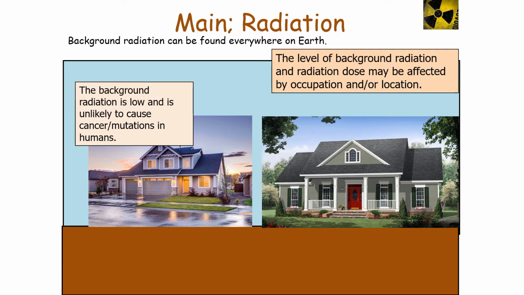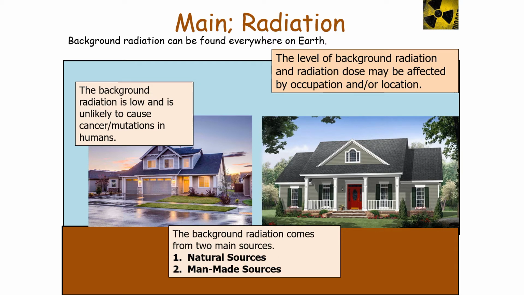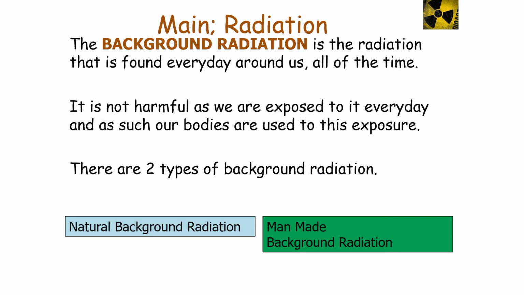But it's also important to note that the background radiation is extremely low and therefore unlikely to cause cancer and mutations in humans, so it is not going to cause any illnesses. Now the background radiation comes from two main sources: natural sources and man-made sources. So we need to consider these two types of background radiation.